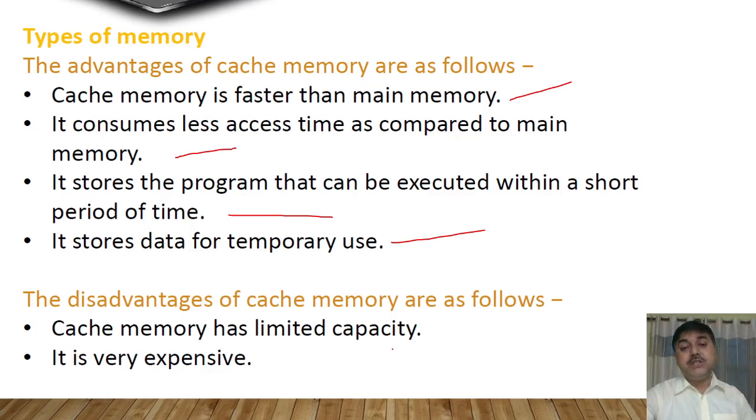Okay, and two disadvantages. Cache memory has a limited capacity. That means the capacity compared to other memory is limited. Not too much, not very high. Next, it is expensive. Obviously the cache memory is a very expensive memory system.